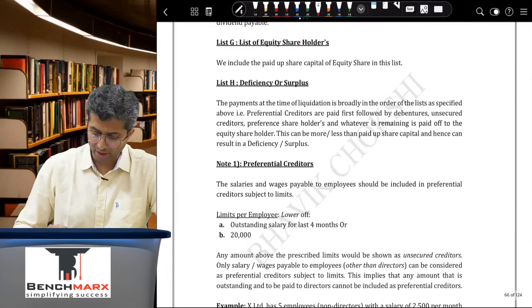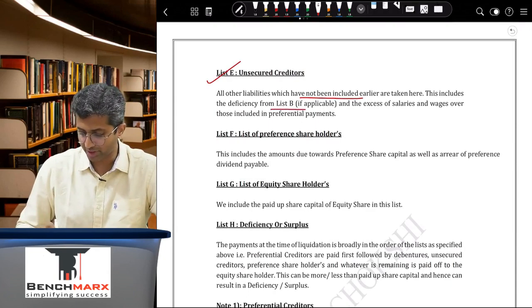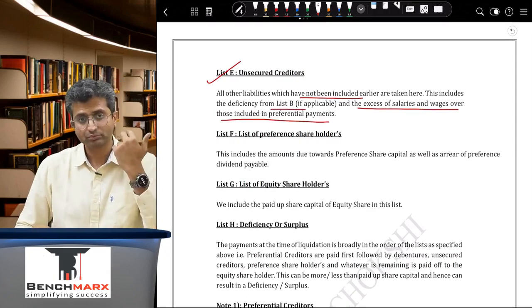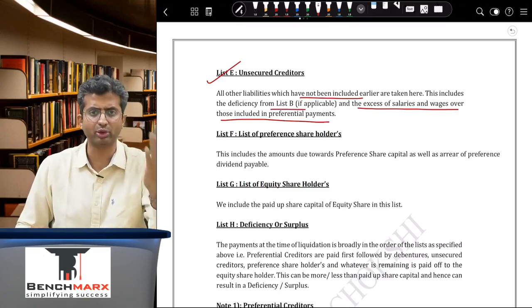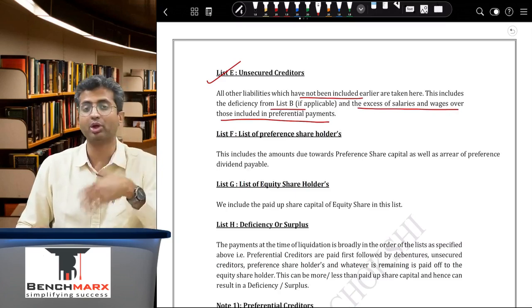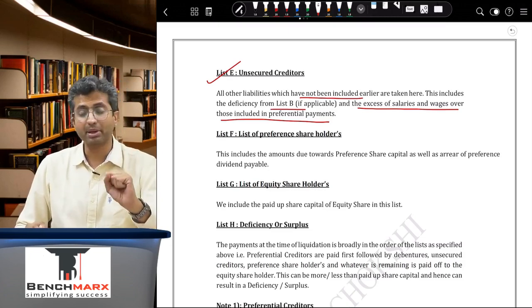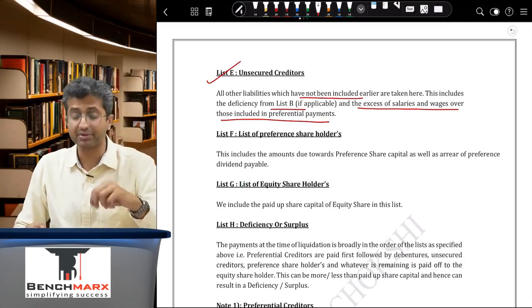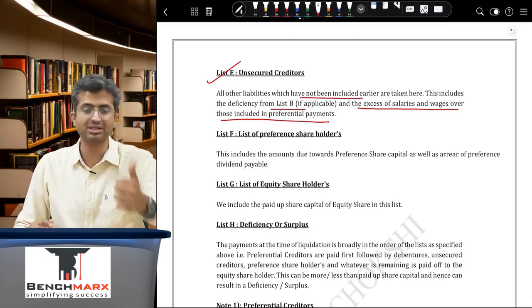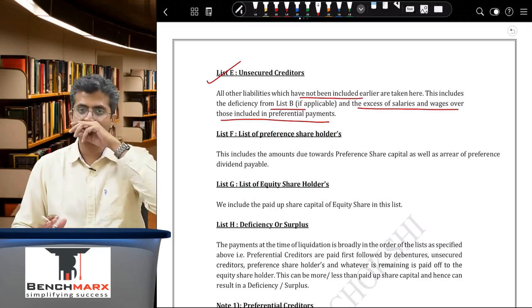So over here, when we look at unsecured creditors, all liabilities which have not been included earlier will be taken over here. It also includes a deficiency from list B and excess of salaries and wages over those included in preferential payments. After this, ideally all the outsiders or creditors should have been paid off, after which you should have money to pay off the members, which is the preference shareholders first and then the equity shareholders. Sometimes it might happen that you don't have the money, in which case there's a deficit, but if you have the money, that is surplus, then you will first pay off the preference shareholders, including arrears in preference dividend if any, and then you will pay off the equity shareholders.